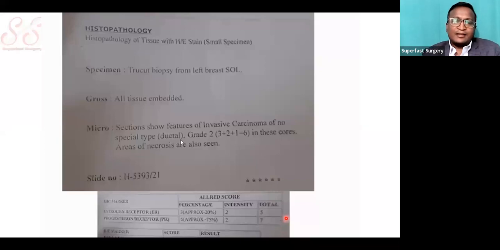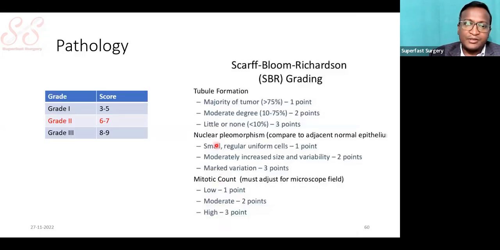Okay, now I think after this, we are in a better position to understand this report. Here they are saying the section shows features of invasive cancer of no special type, ductal, grade 2, because 3 plus 2 plus 1 was basically T, N, M: tubule formation, nuclear pleomorphism, and mitotic count. The total is equal to 6. So that is why he has given the report of grade 2. This can be remembered with the mnemonic TNM. Okay.